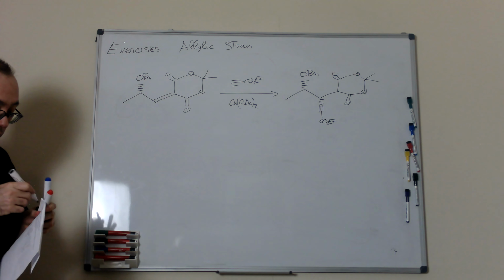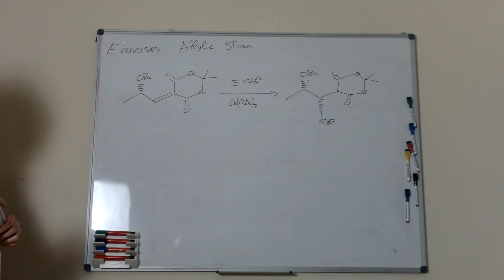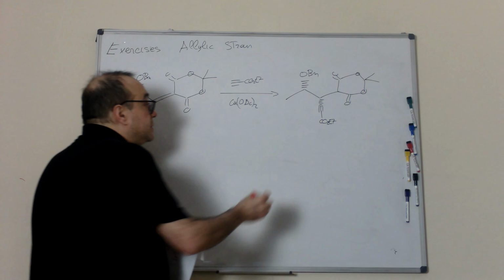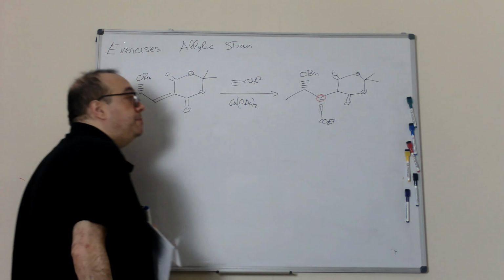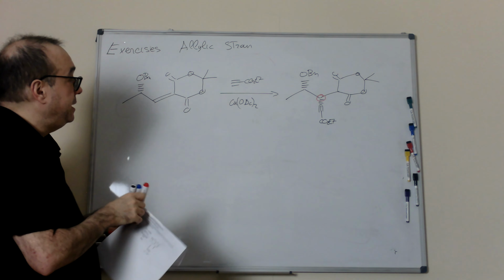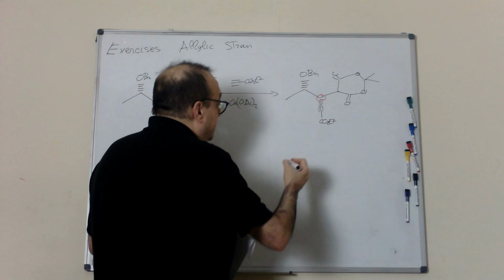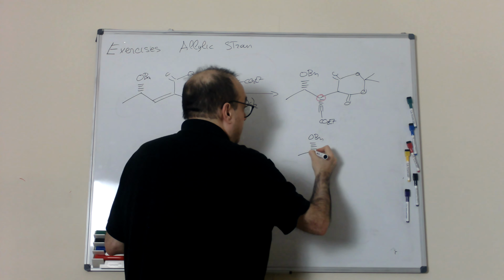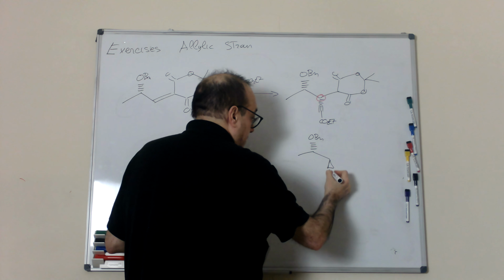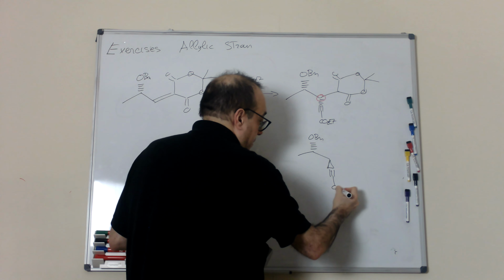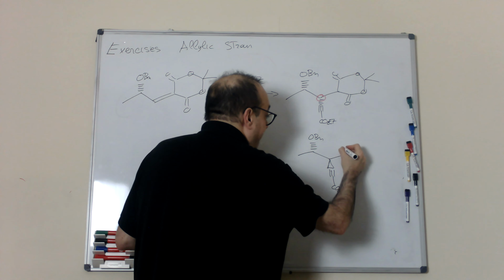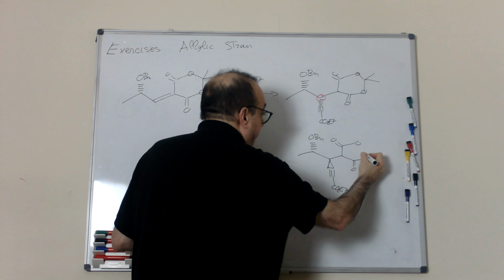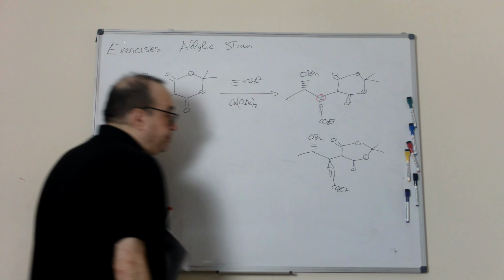We will start with the easy way, that is, to draw the other diastereomer. Basically, the other diastereomer has to be with the inversion of this chiral center. That means that what we will have is this.